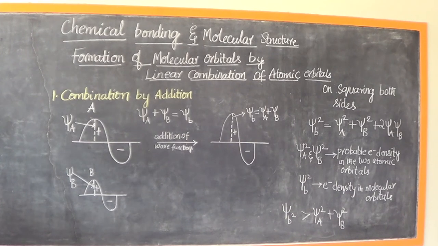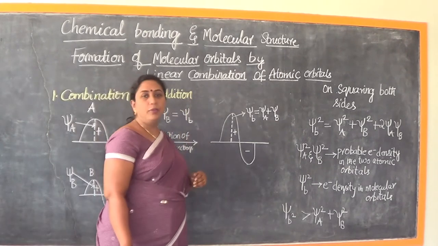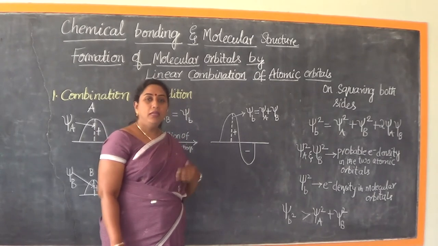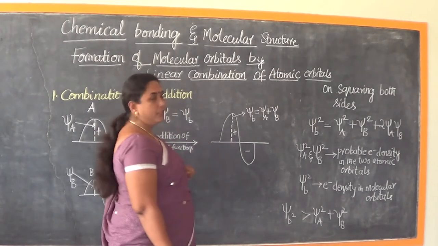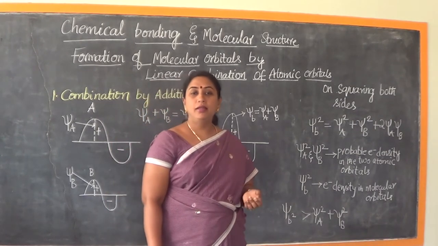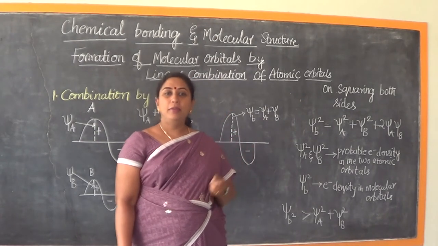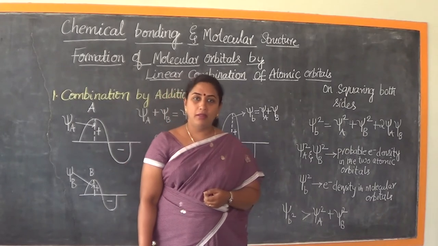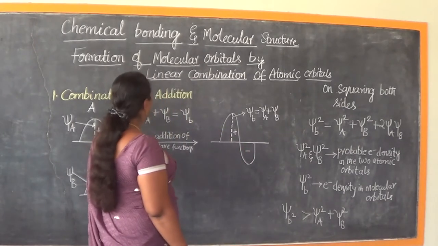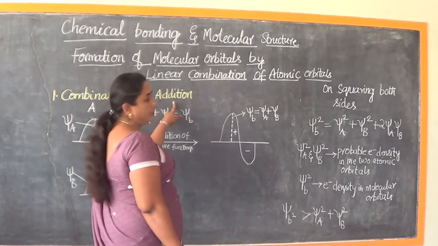In the previous video lesson, we learned that molecular orbitals are formed in two possible ways. One is by the linear combination of atomic orbitals having in-phase waves, that is by addition, or else by the out-of-phase wave combination, that is by subtraction. In this video lesson, let us learn about the formation of the bonding molecular orbital, which occurs by the linear combination of atomic orbitals by addition.